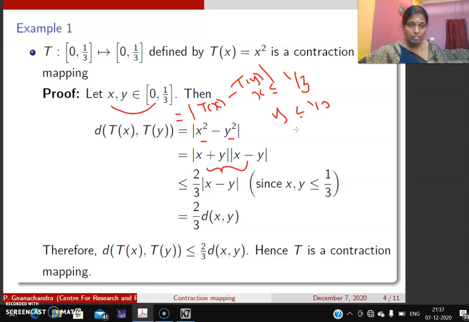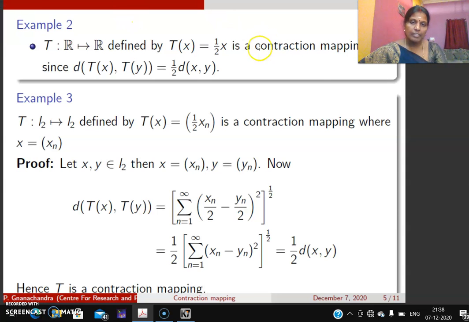Therefore, x plus y is less than or equal to 2/3. So I have applied this value, and d of T of x, T of y is less than or equal to 2/3 times the modulus of x minus y. The modulus of x minus y can be written as d of x, y. Finally, we get d of T of x, T of y less than or equal to 2/3 times d of x, y. Here alpha can be taken as 2/3, and this value is less than 1. So this mapping T satisfies the requirements of a contraction. So the mapping T of x equal to x square on the closed interval [0, 1/3] is a contraction.